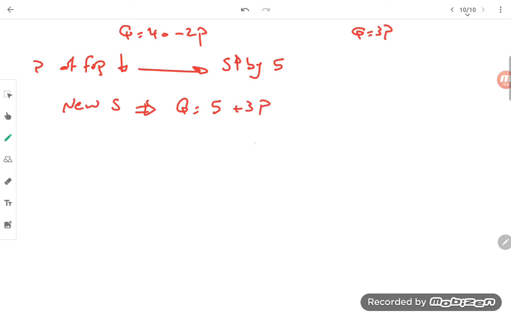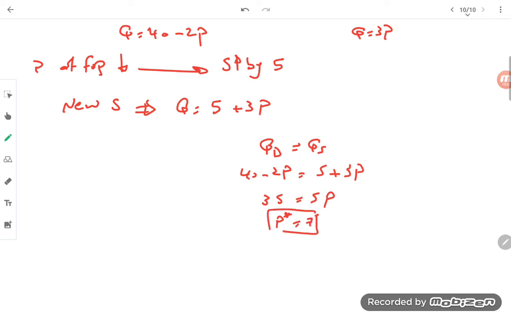Now we have to find the equilibrium. Equilibrium will be achieved when QD equals QS. So it's 40 minus 2P equals 5 plus 3P. After rearranging the equation, it's 35 equals 5P. So equilibrium price will be 7. Now you have to substitute in QD or QS to find the equilibrium quantity. It's 5 plus 3 multiplied by 7, which is 26. So this is the equilibrium quantity.